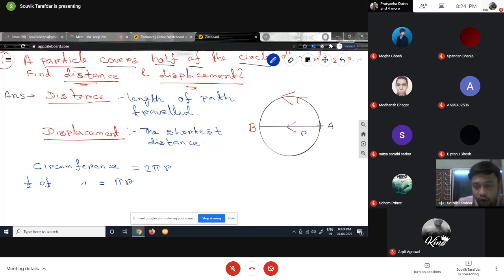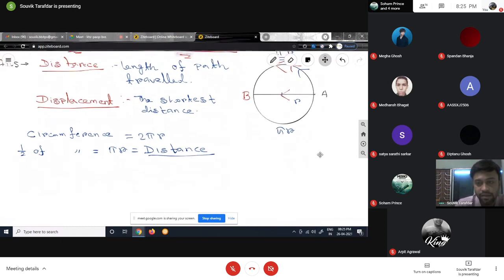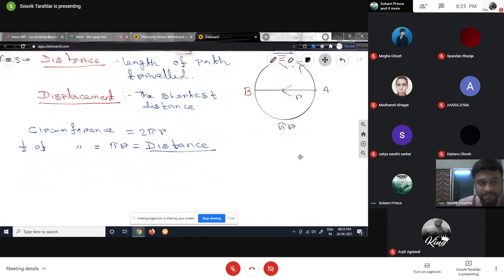And you can see that the object traveled from A to B through this curved path, isn't it? This much is pi r. Since the object started from A and went to B through this curved path, it is moving the total length pi r. Then pi r will be equal to the distance. Am I clear, students? Is it clear? Students, tell me. Hello, can you hear me?